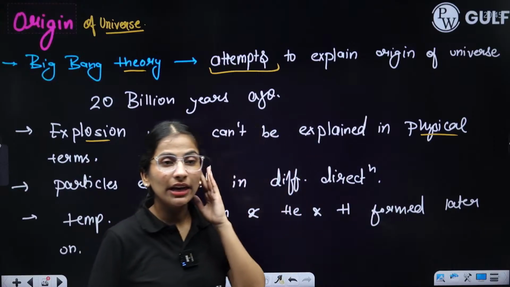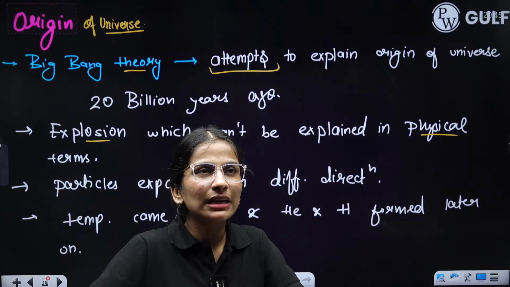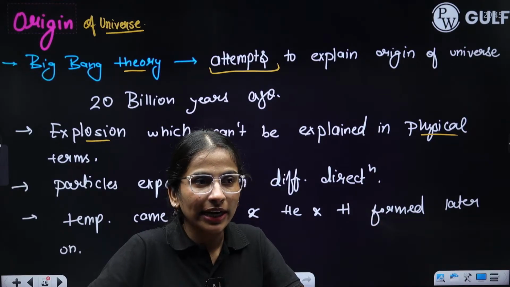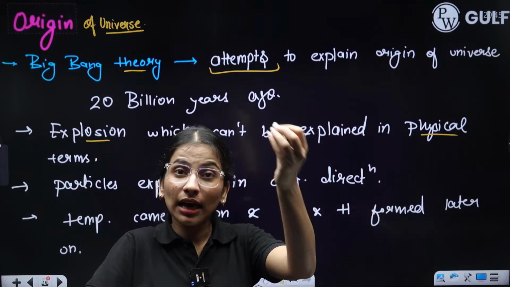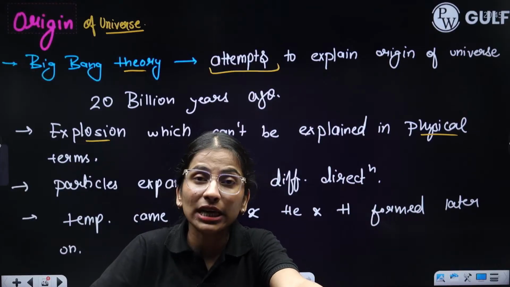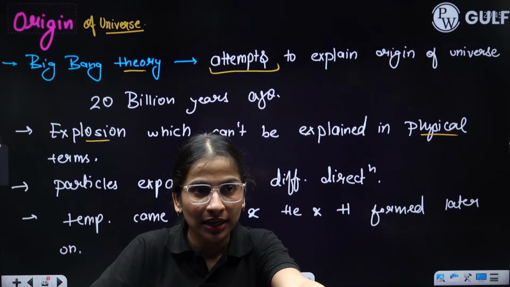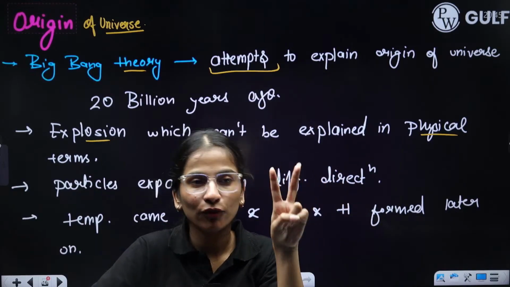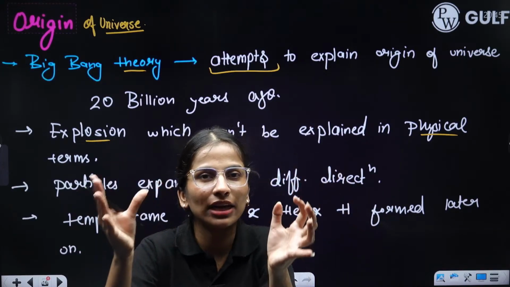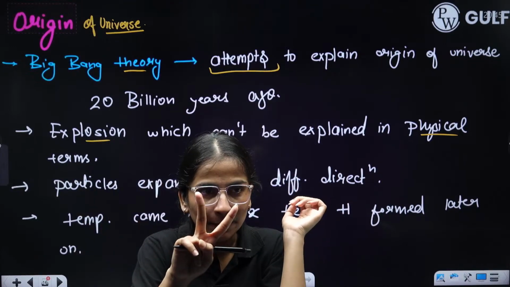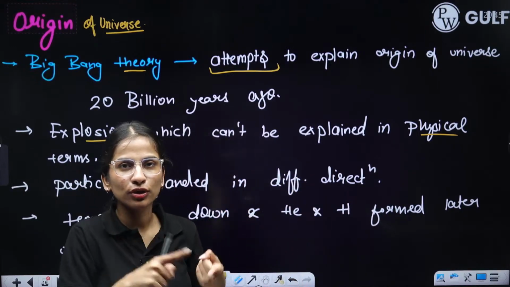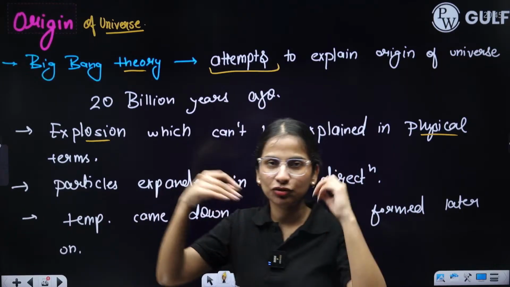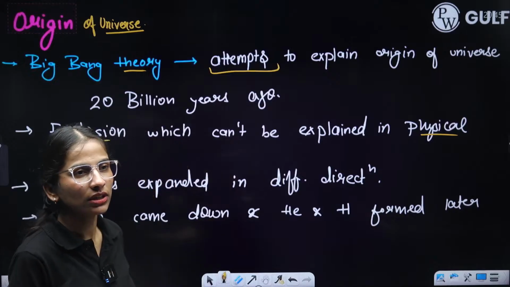Physical terms means whenever we talk about an explosion, for example, we usually say the Hiroshima Nagasaki explosion was very huge, right? It had so much destruction. That particular explosion almost erased two cities, right? It was so huge, still we can attempt to explain it in physical terms, that it was such a huge explosion, it erased two cities. But Big Bang Theory was such a huge explosion that we cannot even think about explaining it in physical terms. It was extremely huge. Okay, hence obviously the universe came into the picture.